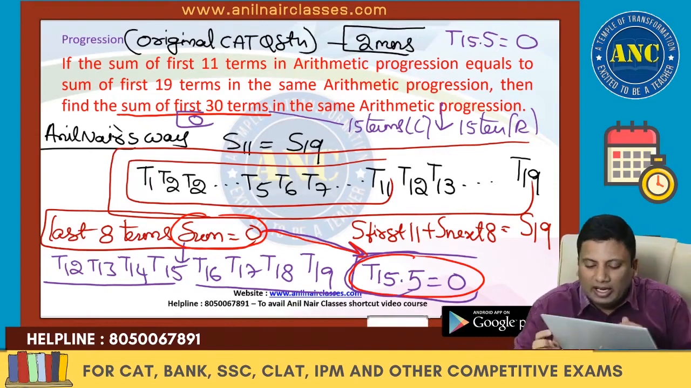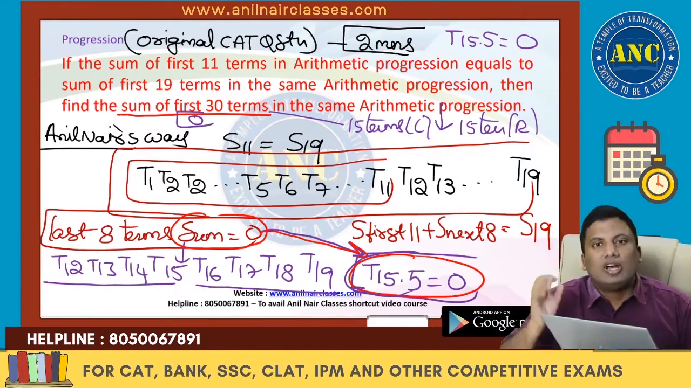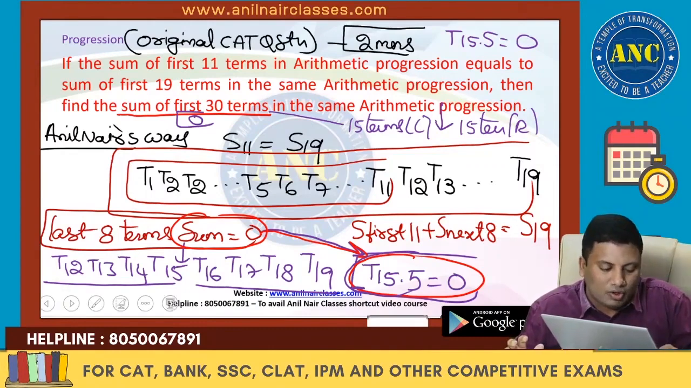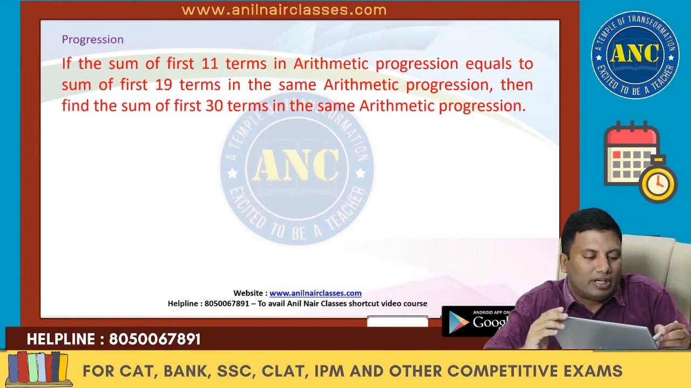Again I am explaining. Whatever you are getting in the last 8 terms average, that is nothing but the average of the given question series. Very logical way to solve. In fact, if you want another important note, please make a note of it.